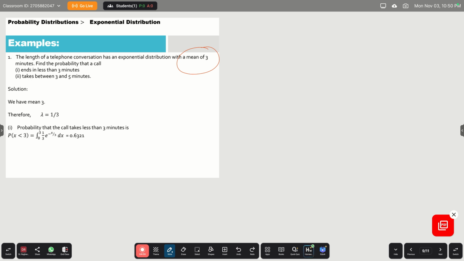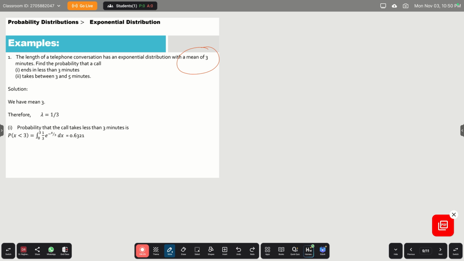What is given here is that, whenever a telephone conversation happens, it is on an average 3 minutes. The average mean is 3 minutes. Suppose there is a call going on. What is the probability that the call will end within 3 minutes, that it will not go beyond 3 minutes?